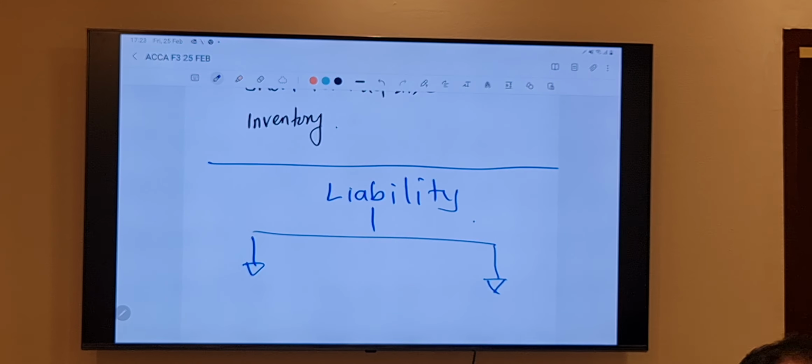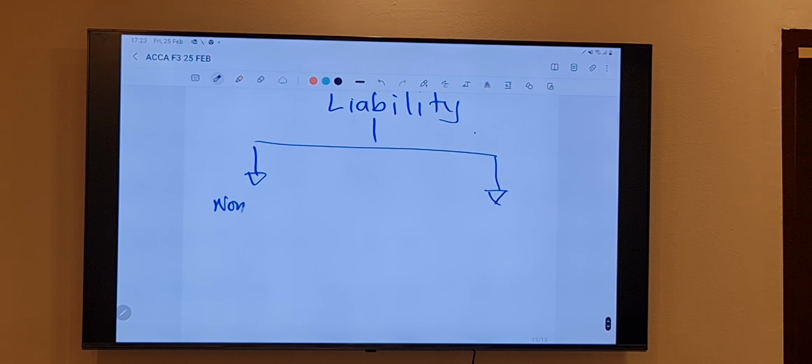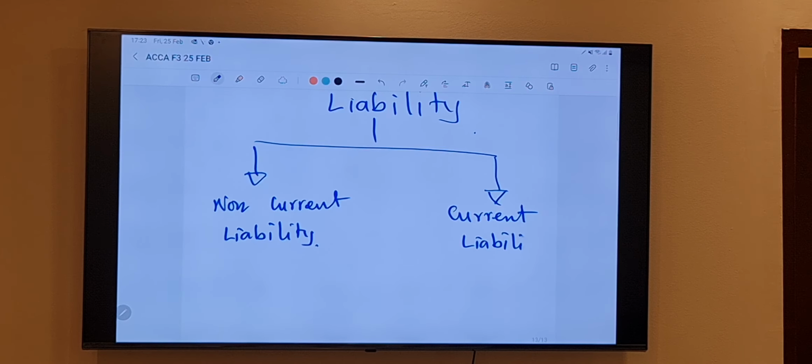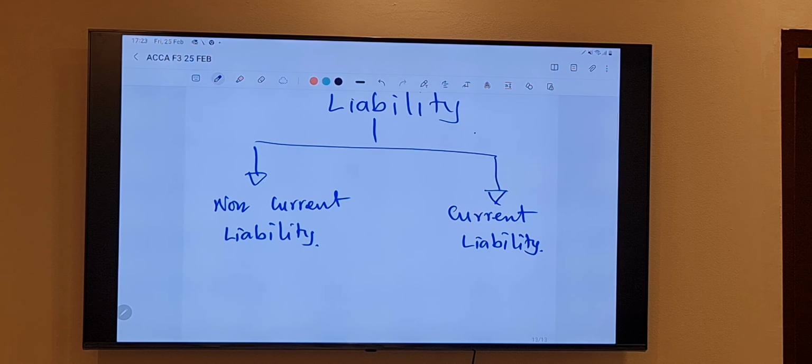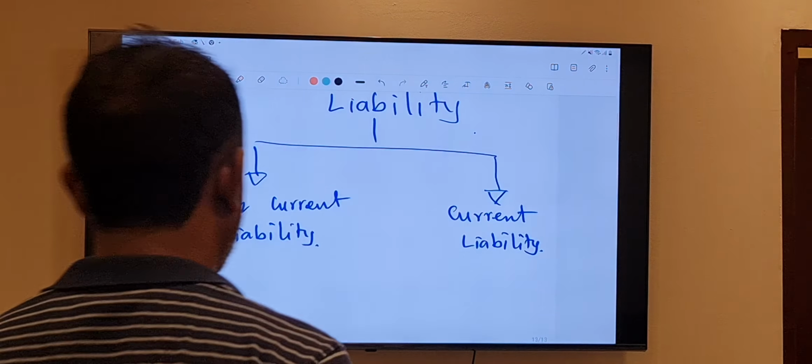So liability also we divided into two. What are the categories? Non-current liability and current liability. That's going good. Right.